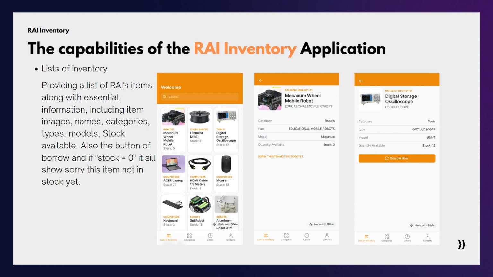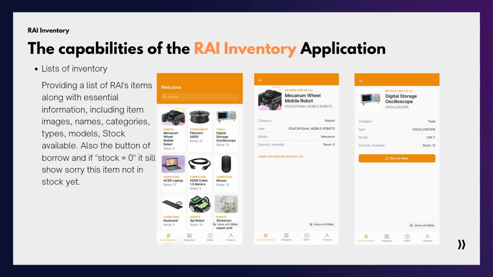This provides a list of items along with essential information, including item image, names, categories, types, models, and stock available. Also, if the stock displayed equals 0, it means that the item is not available right now. Maybe it is under maintenance, or maybe some student borrowed it, so it's out of stock already. It will show that sorry, this item is not available. It's not in the stock yet.